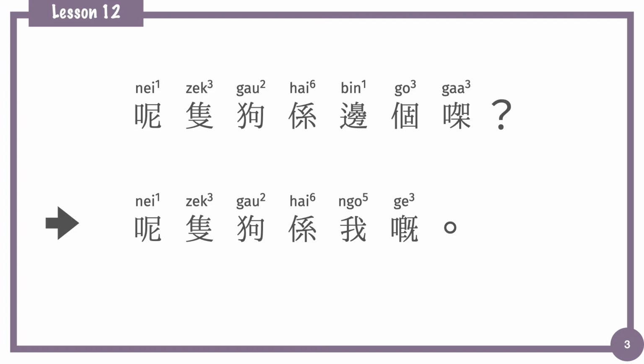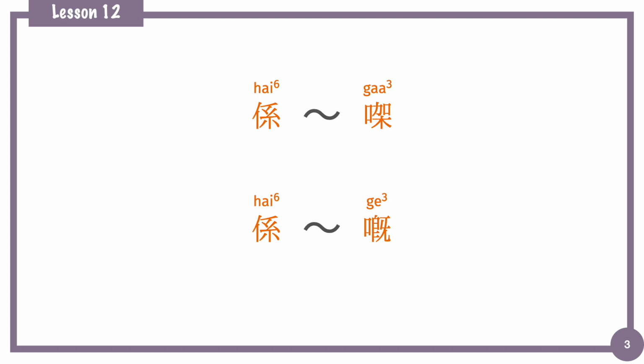Then let's take a look at the third sample sentence of today. 呢隻狗係邊個㗎? And 呢隻狗係我嘅. Basically, it's a 係 sentence, just with the tone word 㗎 and 嘅 at the end of the sentence. 係 something 㗎 and 係 something 嘅 is the sentence pattern we often see and frequently use to show emphasis or to express the belonging of something. So let's just remember it as a sentence pattern.